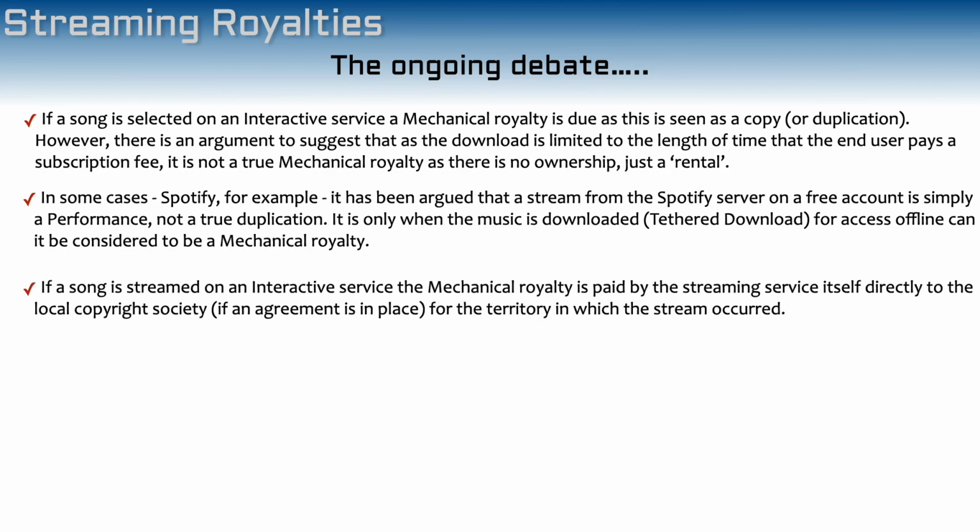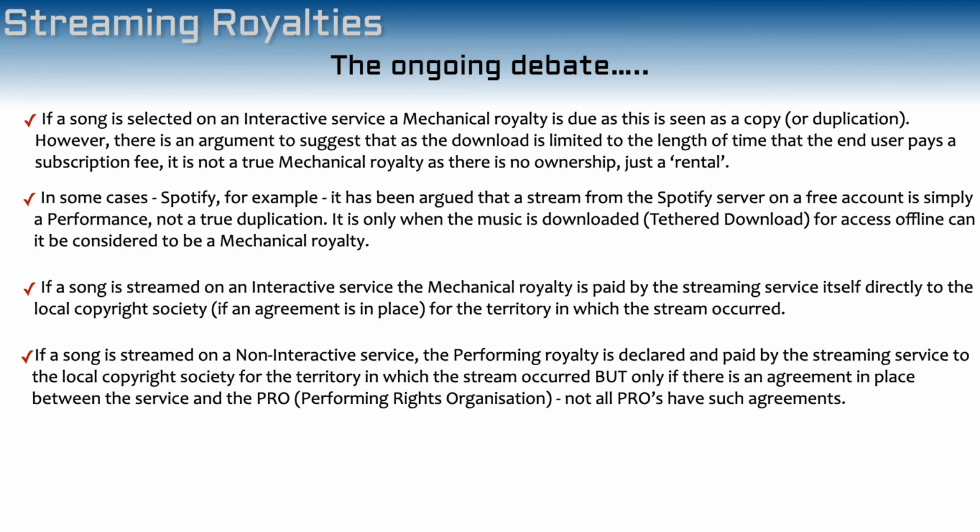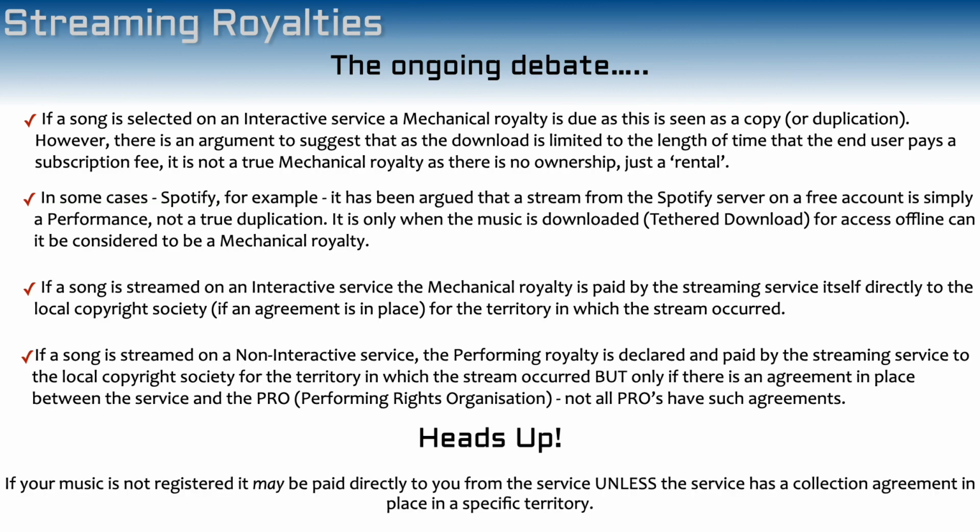If a song is streamed on an interactive service, the mechanical royalty is paid by the streaming service itself directly to the local copyright society, if an agreement is in place, for the territory in which the stream occurred. If a song is streamed on a non-interactive service, the performing royalty is declared and paid by the streaming service to the local copyright society for the territory in which the stream occurred, but only if there is an agreement in place between the service and the PRO. Not all PROs have such agreements. Heads up, if your music is not registered, it may be paid directly to you from the service unless the service has a collection agreement in place for a specific territory.